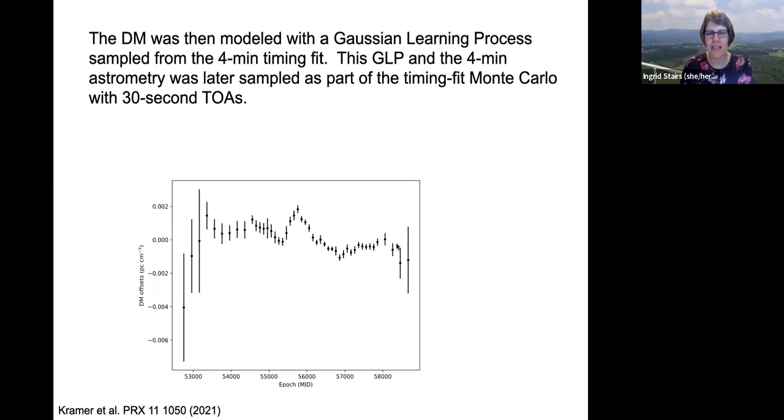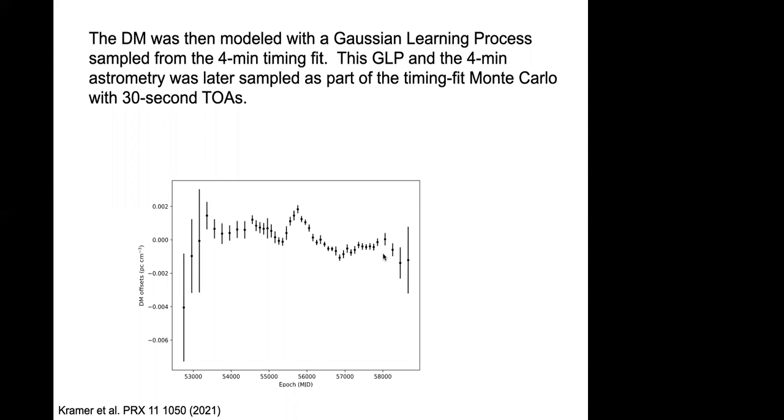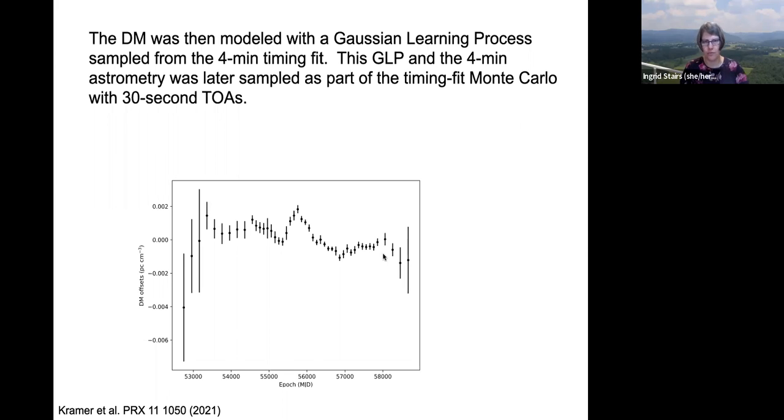So this is supposed to be showing the Gaussian process behind here as a sort of smooth curve going behind there. So we took basically those 4 minute timing fit dispersion measure results and fit a Gaussian process to them with a fairly small kernel length. And then we sampled from that Gaussian process result when we were actually doing the full timing model. So this was an iterative procedure, and we were confident that it's all self-consistent in the end.